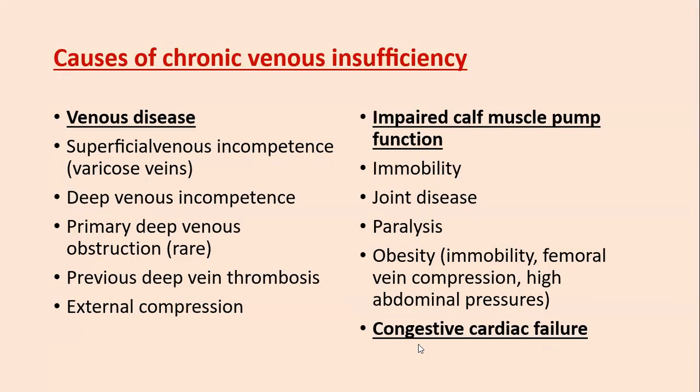The causes of venous insufficiency include venous disease, impaired muscle pump, and congestive cardiac failure. Venous diseases, which we have already discussed, include superficial venous incompetence, that is the varicose vein, deep venous incompetence, primary deep venous obstruction, rare, previous DVT, and external compression. And the impaired calf pump includes immobility, joint disease, paralysis, obesity, and congestive cardiac failure.